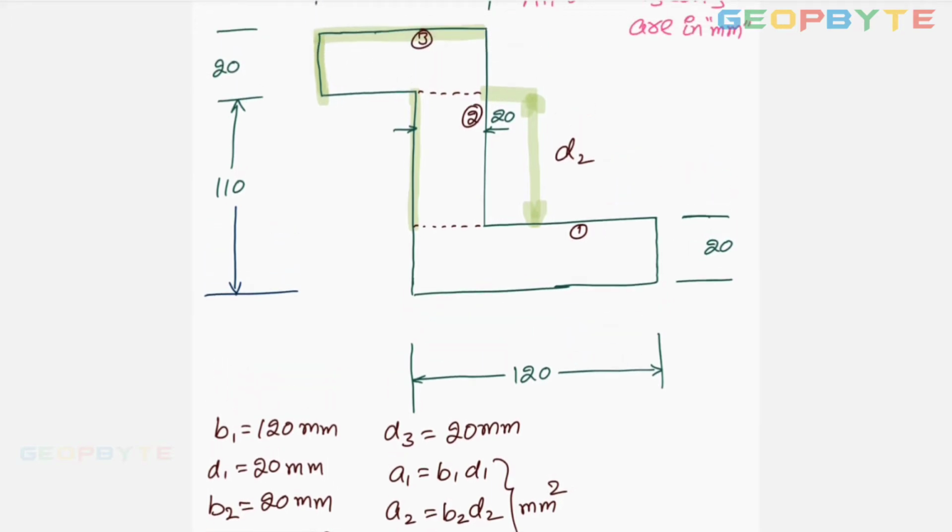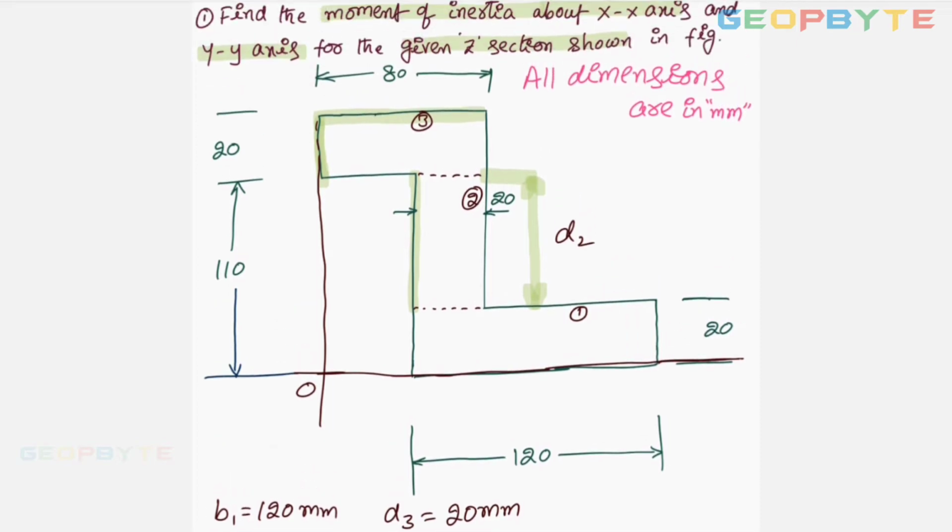Now for finding the x values, the leftmost line is the reference line. So this is the reference line for finding the x values, and this is the reference line for finding the y values. This is the origin. So this is the y axis, this is the x axis.